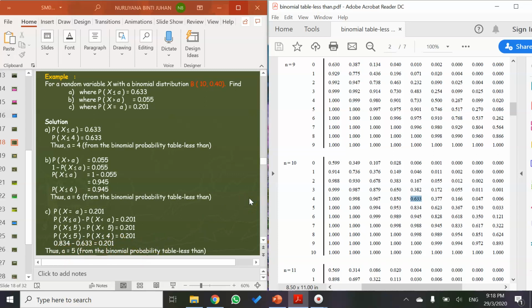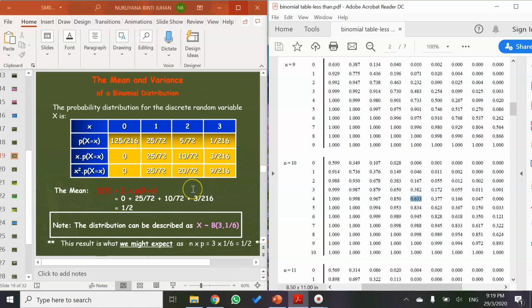I hope you can understand how to obtain the a or the r value from the table, or the previous question in which you need to find the values on this side. So both are equally the same. You need to refer back to your binomial probability table with the less than sign.